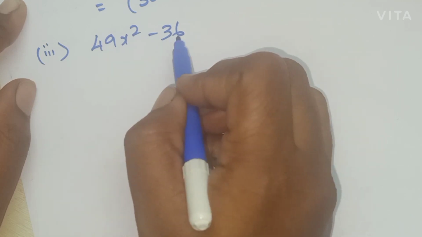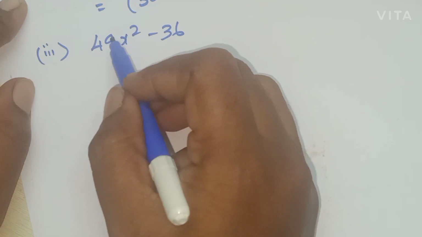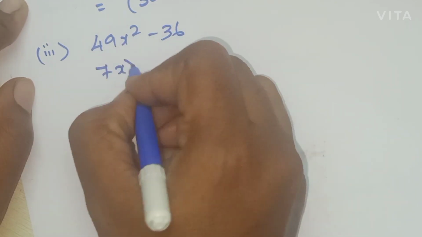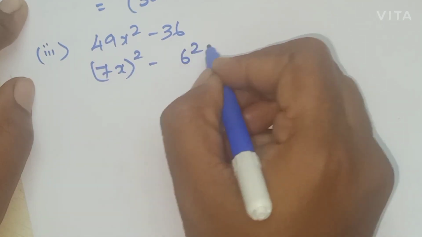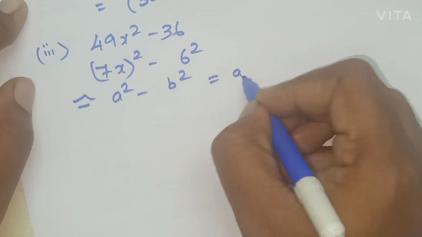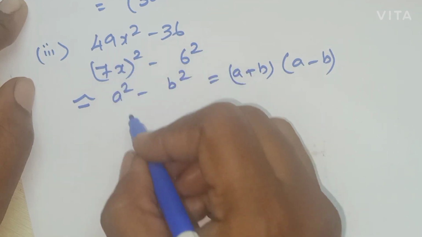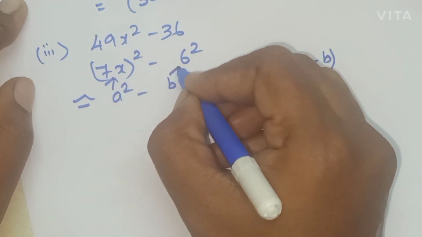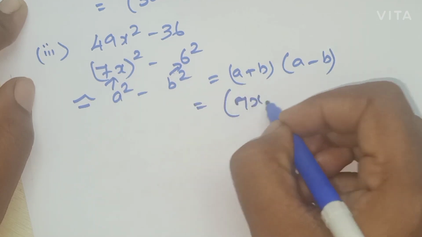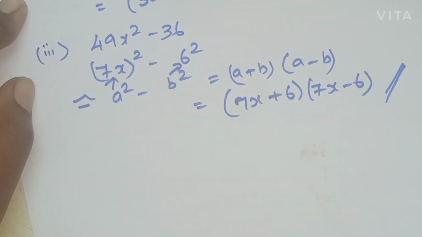Third subdivision, 49x square minus 36. So I can write 49 as 7 square and 36 we can write as 6 square. So 7x the whole square minus 6 square. So once again it is of the form a square minus b square, we can apply as a plus b into a minus b. So in the place of a we have 7x and in the place of b we have 6. So this is equal to 7x plus 6 into 7x minus 6 to be the answer.